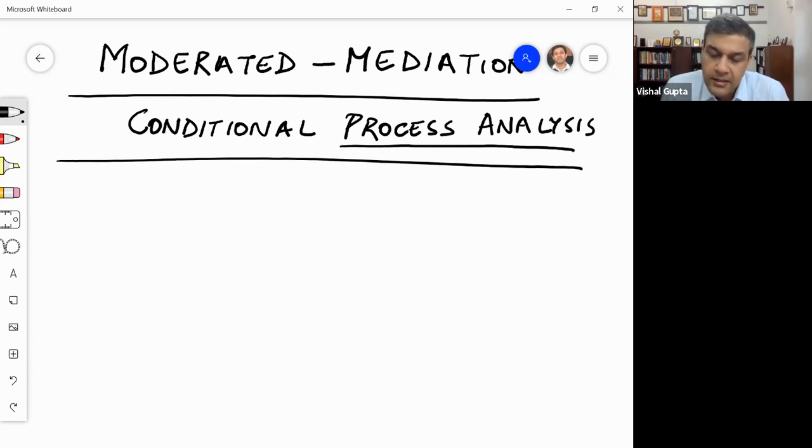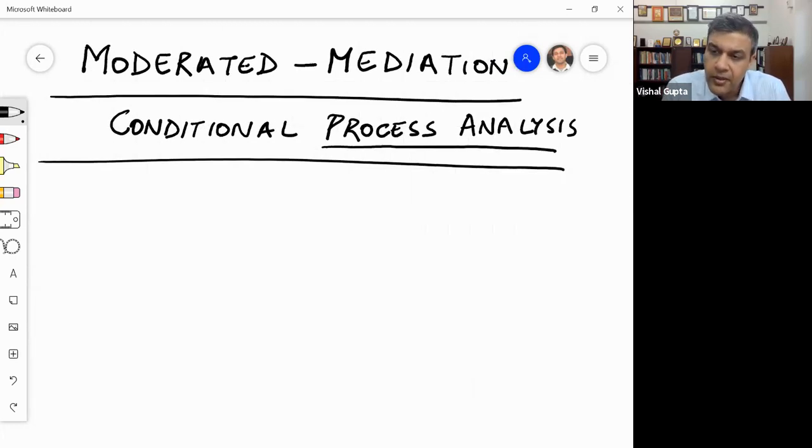So what was process analysis? I just told you process analysis is mediation. Mediation is helping us understand the process. Now moderation talks about the boundary conditions. The idea of moderation, which we just covered, is that it talks about the boundary conditions for our phenomena, for the relationships that we are trying to test. When you combine both these ideas, you get moderated mediation, or what we call conditional process analysis.